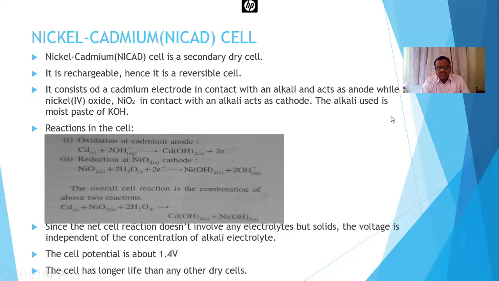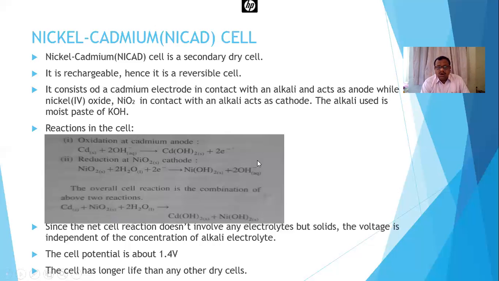The alkali used is a moist paste of potassium hydroxide. The reactions that take place in this cell are as follows: oxidation and reduction. Firstly, the cadmium combines with the hydroxide ions of the alkali and forms cadmium hydroxide along with the donation of electrons.